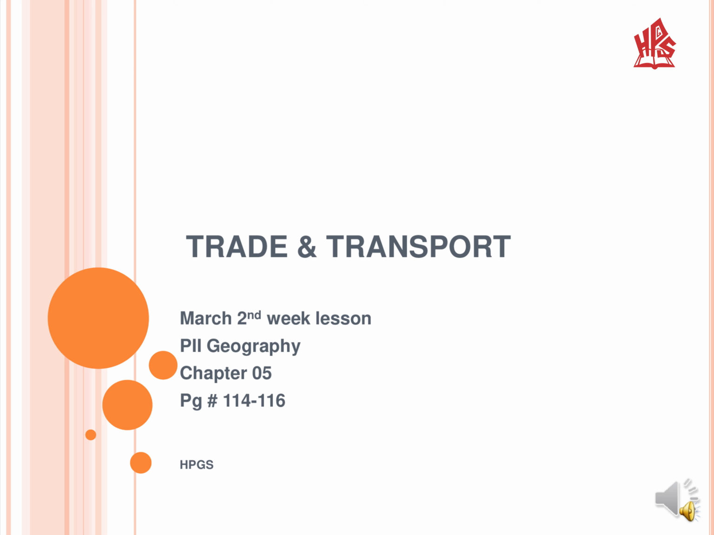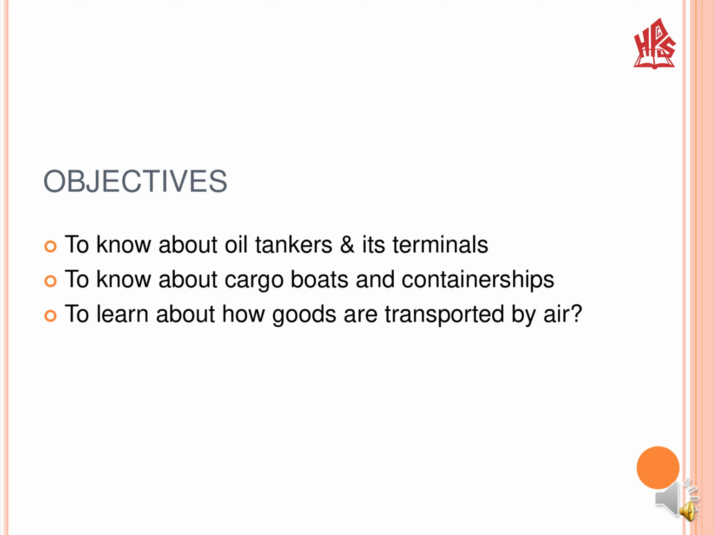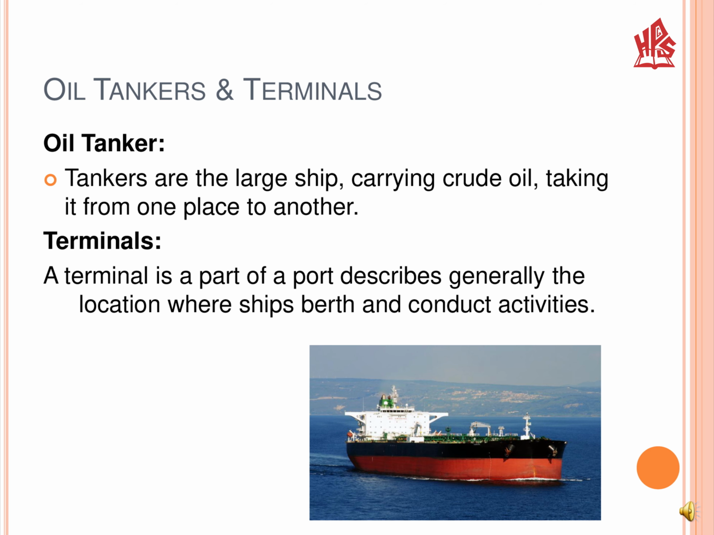One more time we are going to discuss trade and transport, your chapter number 5 from page 114 to 116. So let's begin. Students, this time we are going to take a quick review about oil tankers and their terminals, to know about the cargo boats and container ships, and to learn about how goods are transported by air. We have already discussed the oil tankers, the large ships carrying crude oil from one place to another.